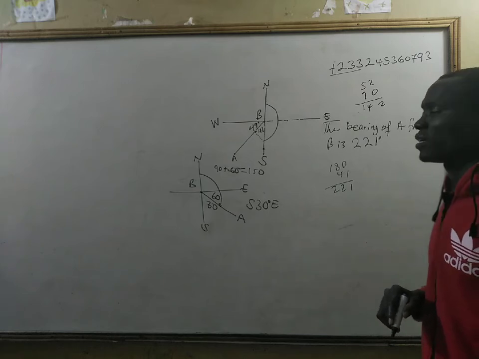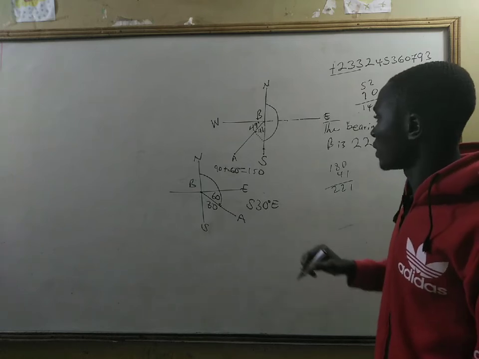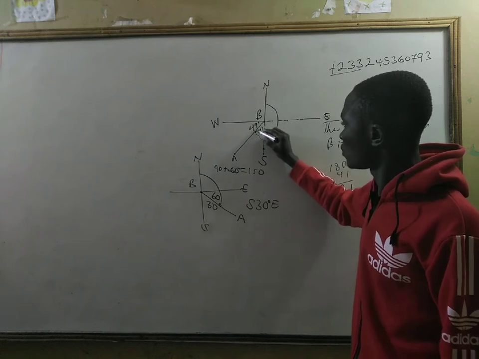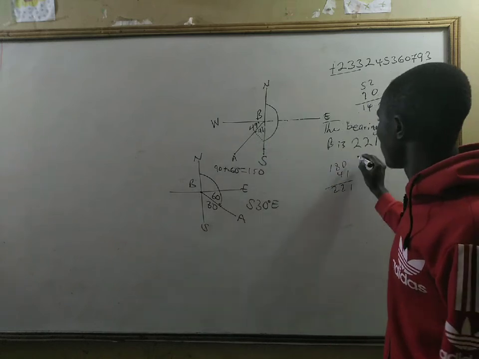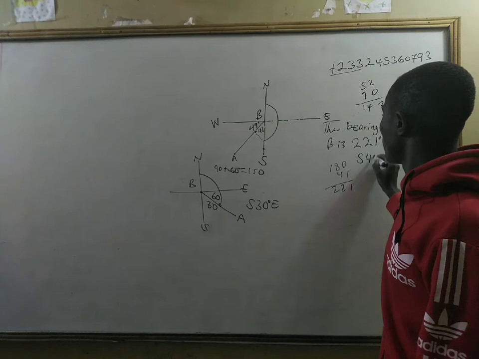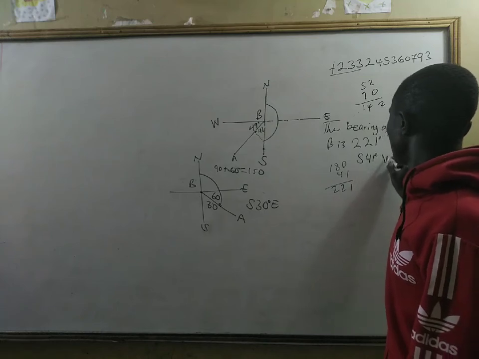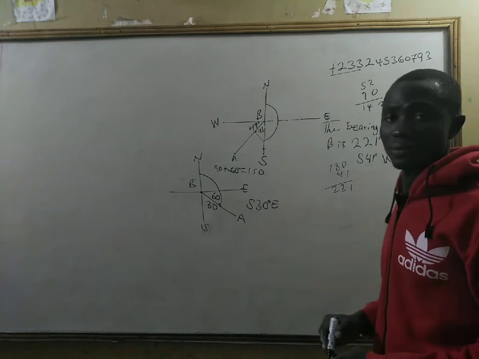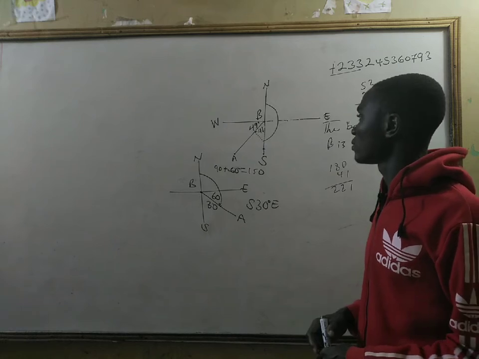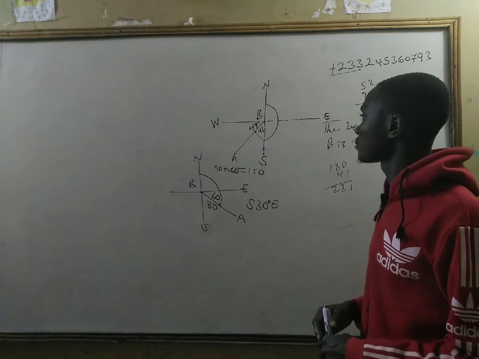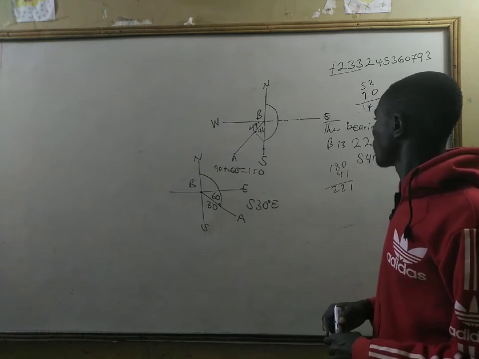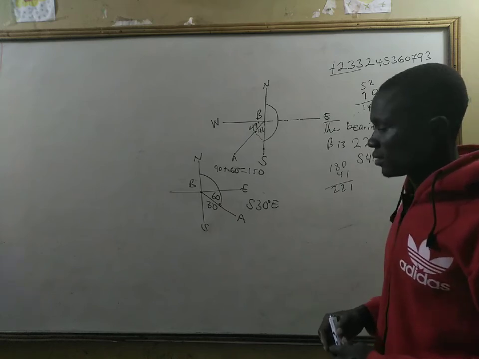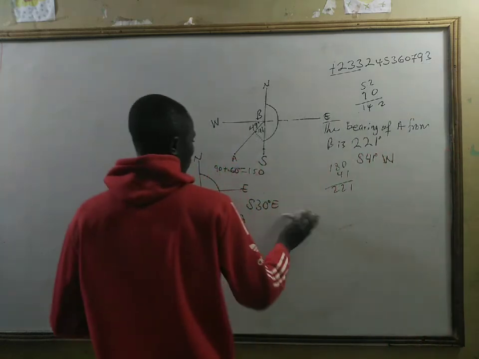But in terms of compass bearing, I just need this 41. So in terms of compass bearing, it is south 41 degrees west. That's all. South 41 degrees west.